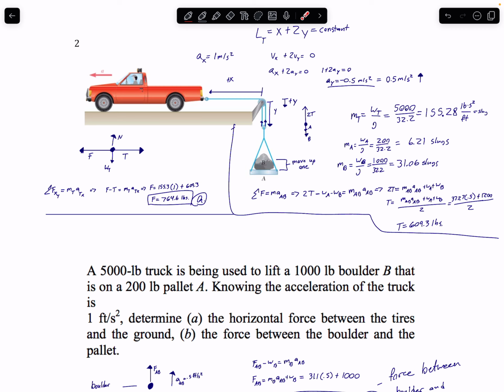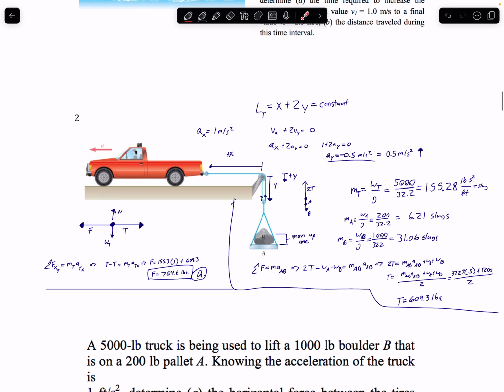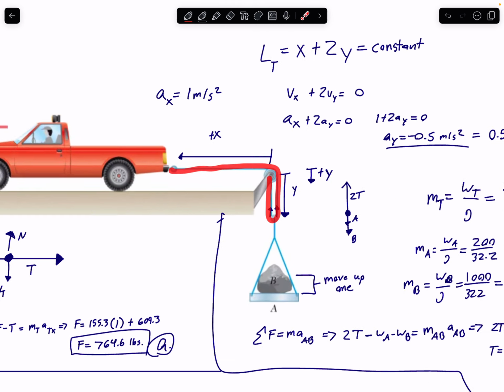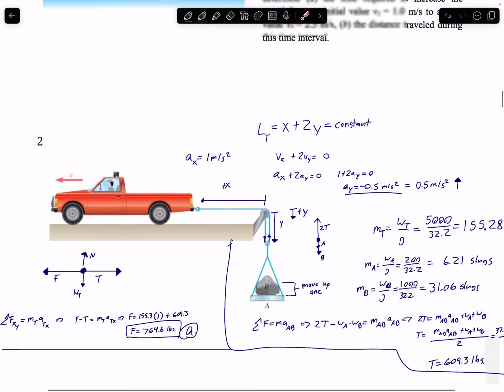One thing we know here, it's important to look at, is that this goes over the pulley. So the length of the rope is always constant. I just have this as our x part, and then we have 2 y's there.